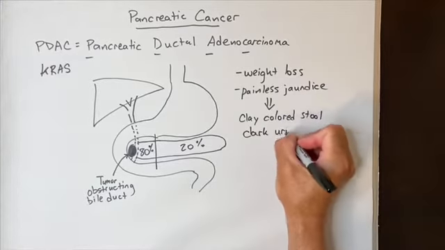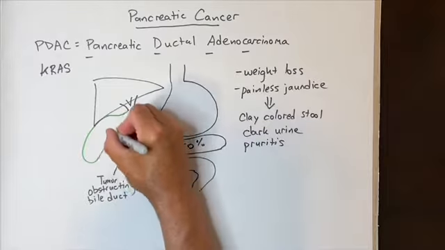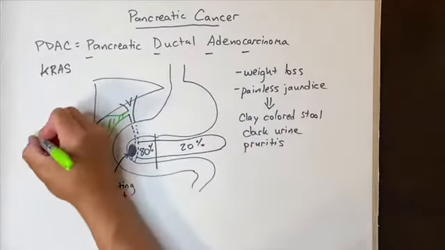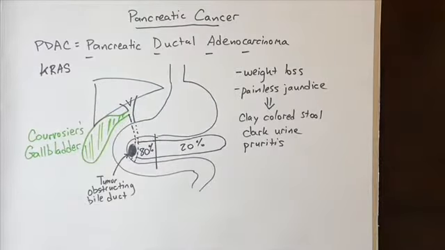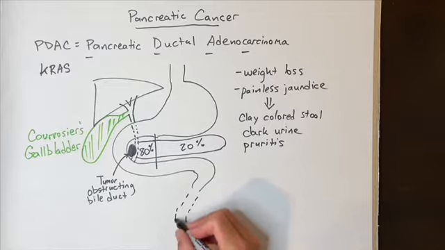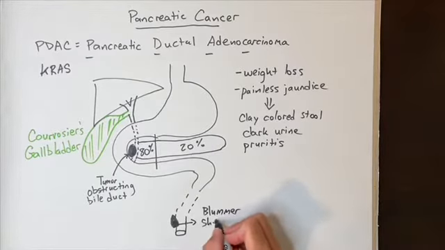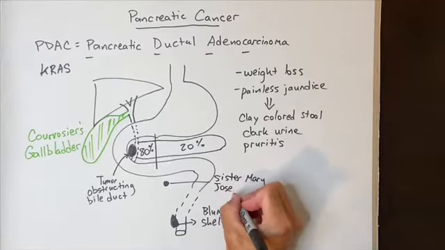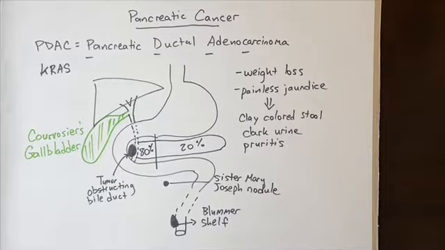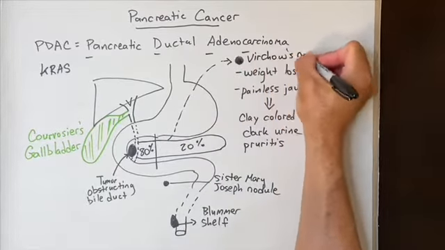Remember the classic findings of acholic clay-colored stool, dark urine, and pruritus from blockage of bile, and the large palpable non-tender gallbladder from backup of bile into it, called Courvoisier's gallbladder. Drop metastases to the pouch of Douglas and the pelvis are called Blumer's shelf, and carcinomatosis in the belly button is a Sister Mary Joseph nodule. Left supraclavicular lymph node is a Virchow's node. These are all findings of stage 4 disease, and they would not be a surgical candidate.